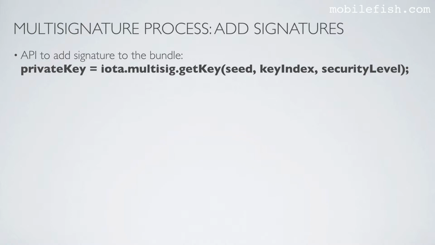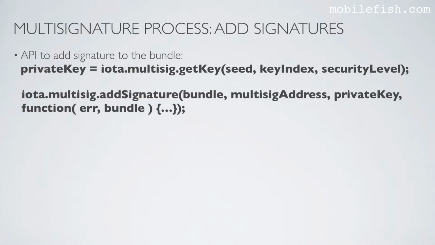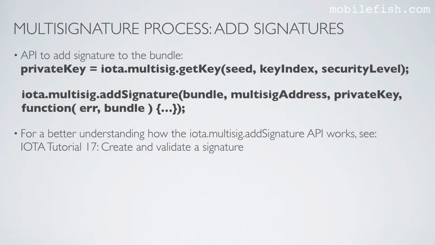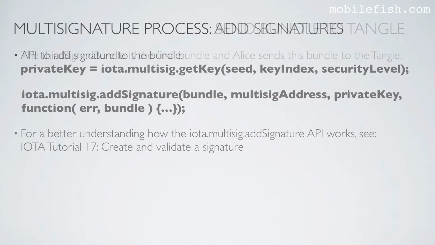The API to add signature to the bundle. First, you need to calculate the private key using the iota.multisig.getKey API. Next, you can add the signature using the iota.multisig.addSignature API using the bundle, the multisig address, and the private key, which we have calculated previously. For a better understanding how the iota.multisig.addSignature API works, see IOTA tutorial 17, Create and Validate a Signature.